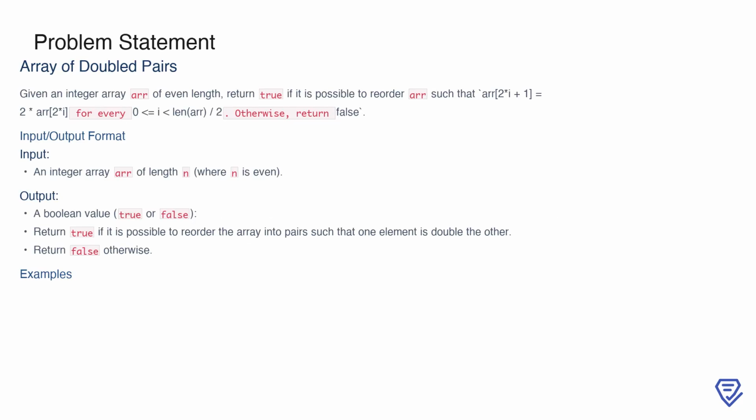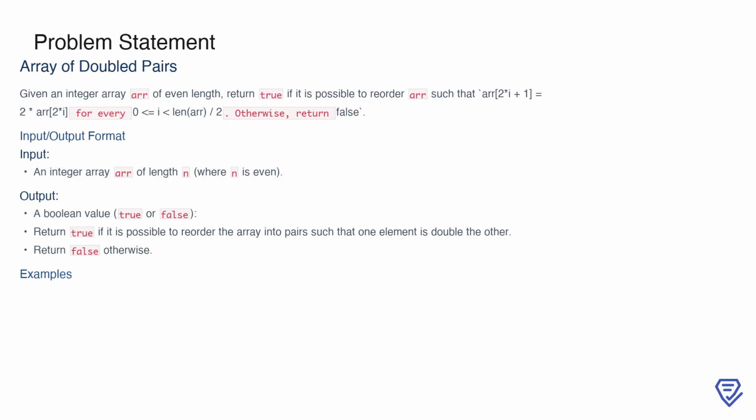In this problem, we are given an integer array called arr, and its length is guaranteed to be even. The goal is to determine whether it is possible to reorder the elements of the array such that, for every pair of elements at indices 2*i and 2*i+1, the second element in the pair is exactly double the first. If such a reordering is possible, the function should return true, otherwise, it should return false.